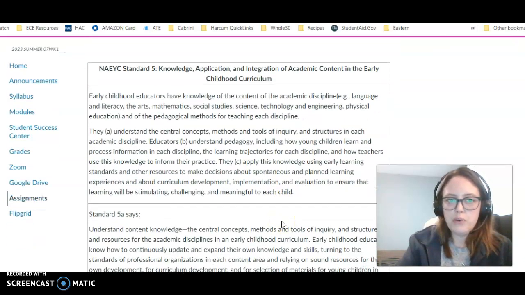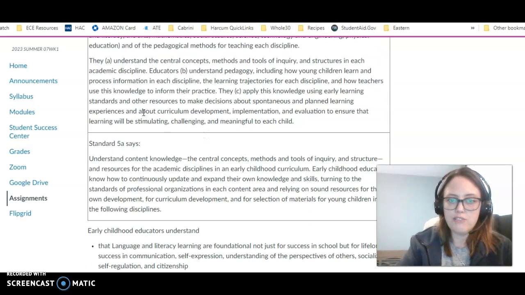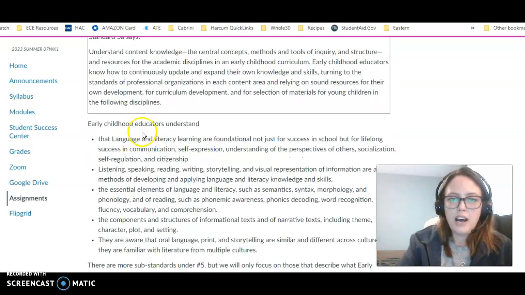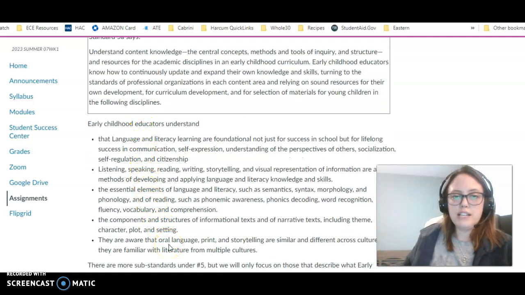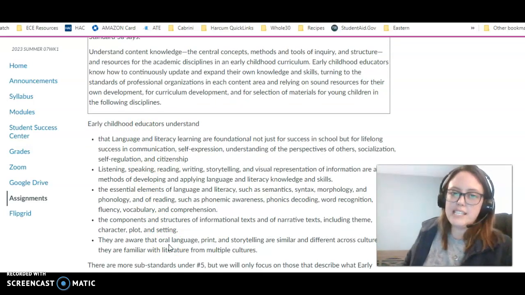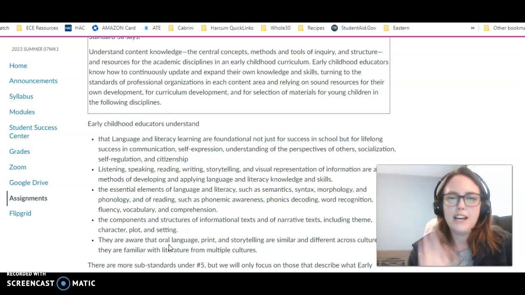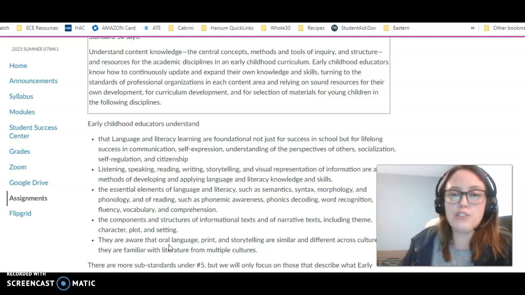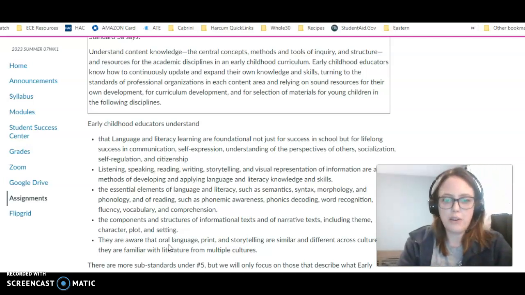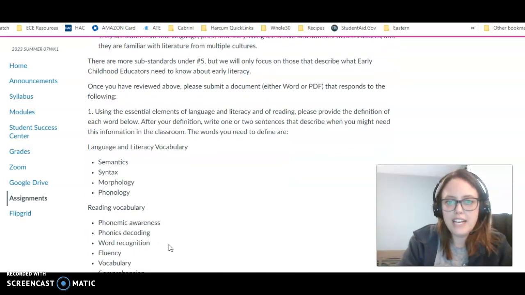And here it is. It's a review again of NAEYC Standard 5. All of this is exactly the same as in the handbook that you just looked at. All of these things are things that you need to understand as an early childhood educator. And what's interesting is that not only does this come directly from NAEYC, but Pennsylvania has also adopted the NAEYC standards as their own standards. So if you go to the PDE and look at what they want early childhood educators to know in terms of language and literacy, you will also find these objectives, okay?